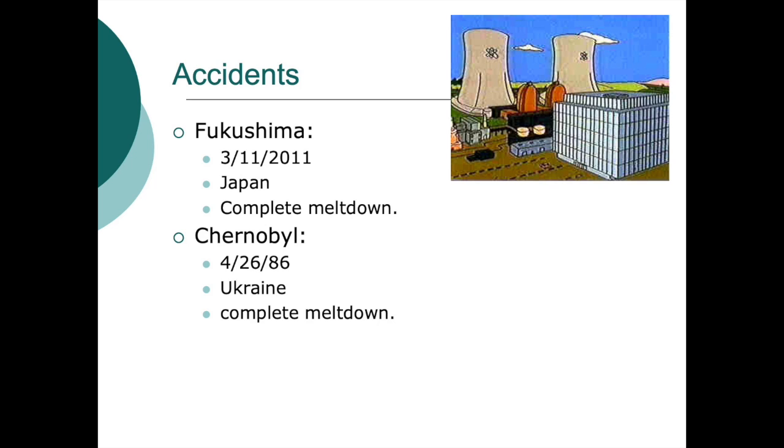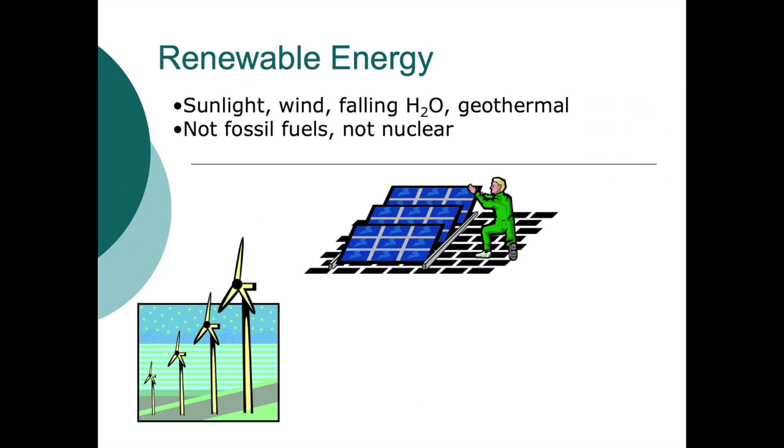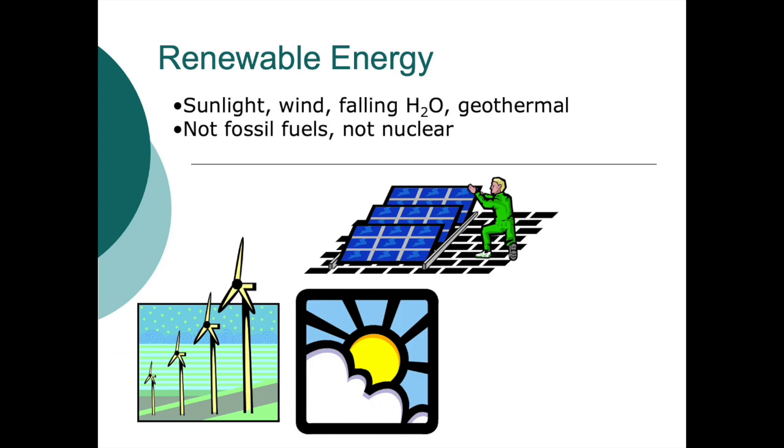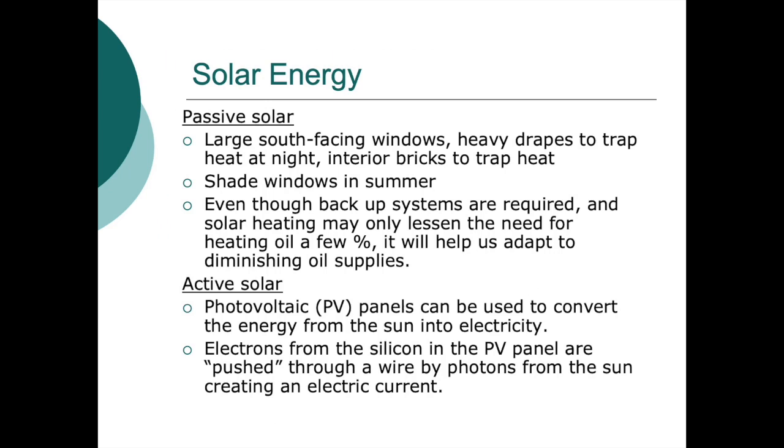Here are some other accidents that have happened. Fukushima, the most recent. Chernobyl, also a complete meltdown. And then 3 Mile Island was a release of steam. Let's get into renewable energy. Again, not a fossil fuel, not nuclear. Renewable is sun, wind, geothermal, or falling water. So that would be rain, waterfalls, tides, all of that could be used as falling water.